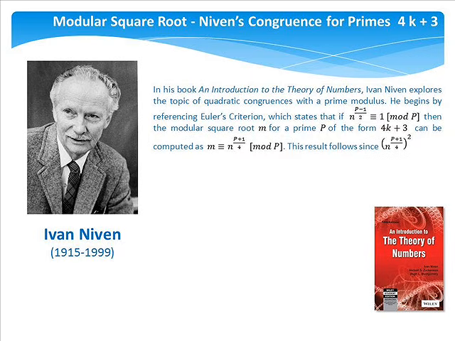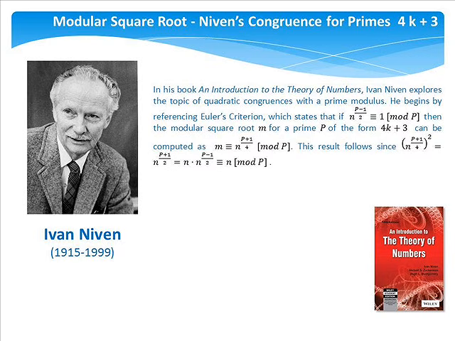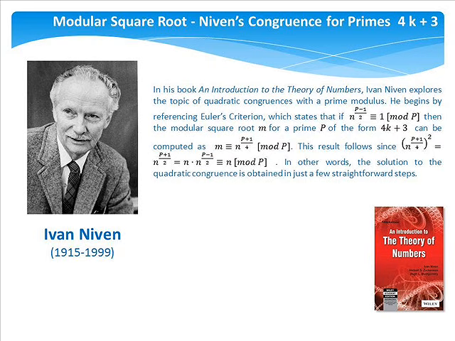This result follows since the square of n raised to p plus 1 over 4 equals n raised to p plus 1 over 2, which equals n times n raised to p minus 1 over 2, which is congruent to 1 modulo p given Euler's criterion. In other words, the solution to the quadratic congruence is obtained in just a few straightforward steps.